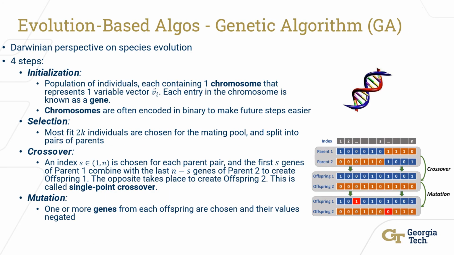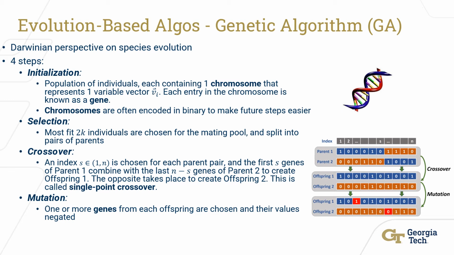Now, entering into the evolution-based category, we have the well-known genetic algorithm. This algorithm leverages a Darwinian perspective on species evolution to approach extrema. The general flow to this process is as follows. First, we have the initialization of a population of individuals. Each individual contains one chromosome, which contains the data from a variable vector v sub I. Each entry within this chromosome is known as a gene. Chromosomes are often encoded in binary to make future steps easier. An example of some binary chromosomes is shown on the right. The processes in this diagram will be explained in the upcoming steps.